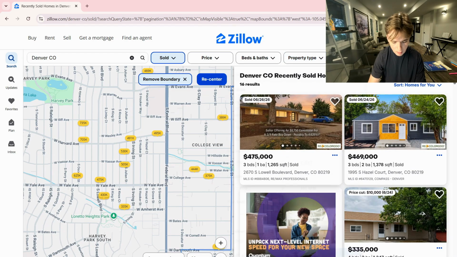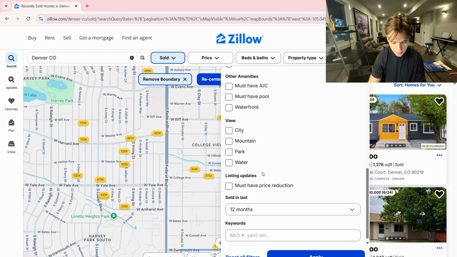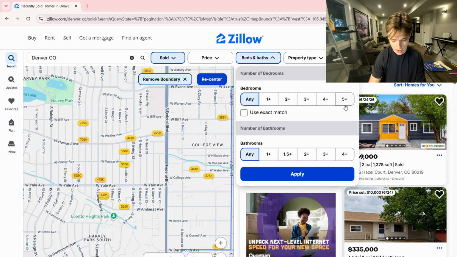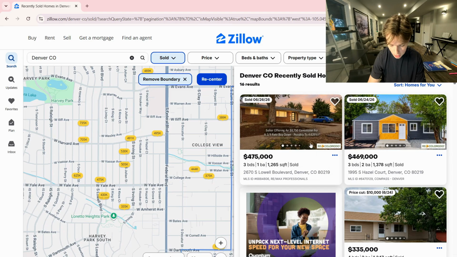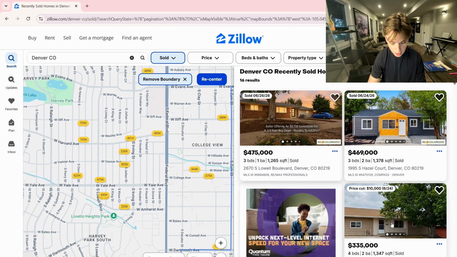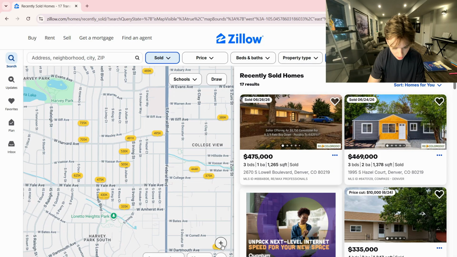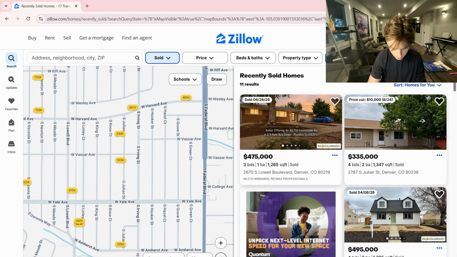And you want to look for the bed and bath to be also similar. You don't want to have like a 7-bedroom, 8-bathroom house. Our house is 4 beds, 1 bath, so you want it to be pretty similar. A 3-bed, 1-bath is good. A 3-bed, 2-bath is good, not ideal. A 4-bed, 2-bath is pretty good. So now what we do, I remove the boundary and I see where this is.